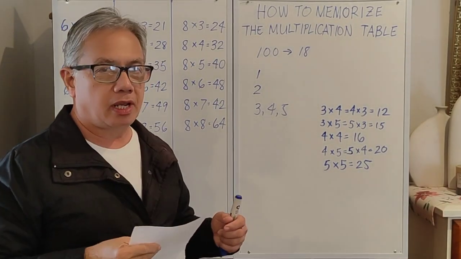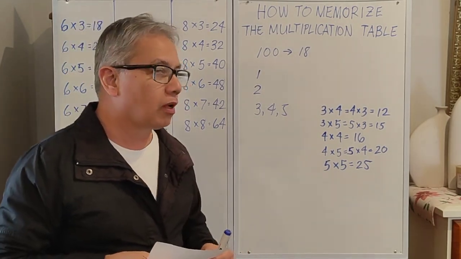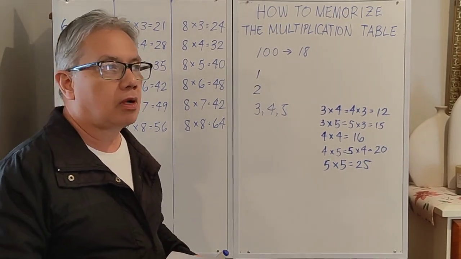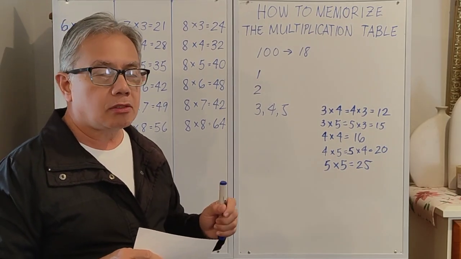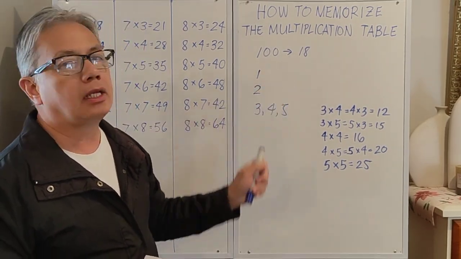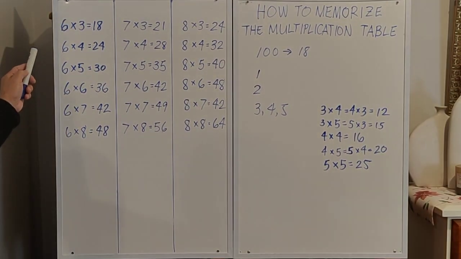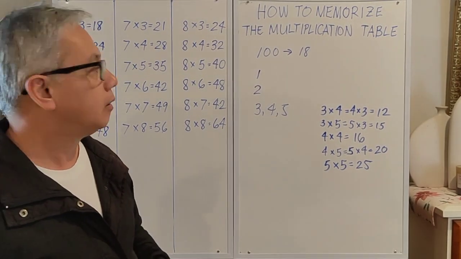This is the easiest way to memorize the multiplication table. It may be overwhelming to think that you need to memorize 100 numbers, from 1 times 1, 1 times 2, 1 times 3, 1 times 4, up to 10 times 10. But actually, you only need to memorize 18 numbers, which is the one on the left. From 6 times 3 to 6 times 8, 7 times 3 to 7 times 8, and 8 times 3 to 8 times 8, which we will be discussing later.